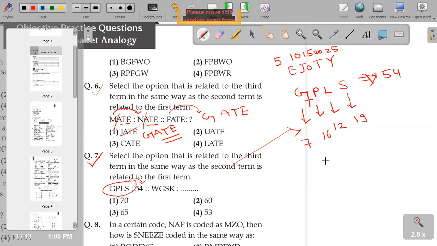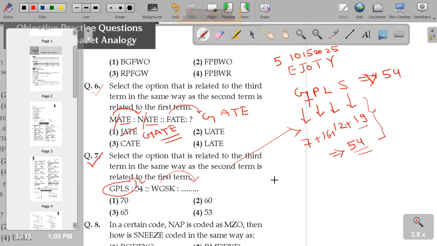First, we will just add and check whether it is coming 54 or not. So we will add the position of all the alphabets. It will be 19 plus 10, 29, plus 12, 41, plus 6, 47, plus 7, it will be 54. Dear children, dear students, we will do each and everything mentally. So it is 54.